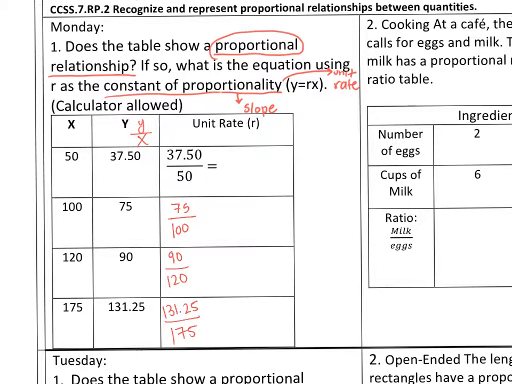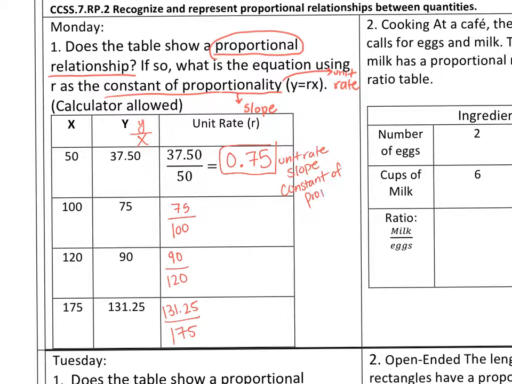The first thing is that it's asking you, is this table proportional? In order for you to find out if the table is proportional, you have to see if they all equal the same number. If they all equal the same number, that means they have the same unit rate, the same constant slope, and the same constant of proportionality. So I would divide 3750 divided by 50, and I would find that that's 0.75. That represents my unit rate, my slope, and my constant of proportionality.